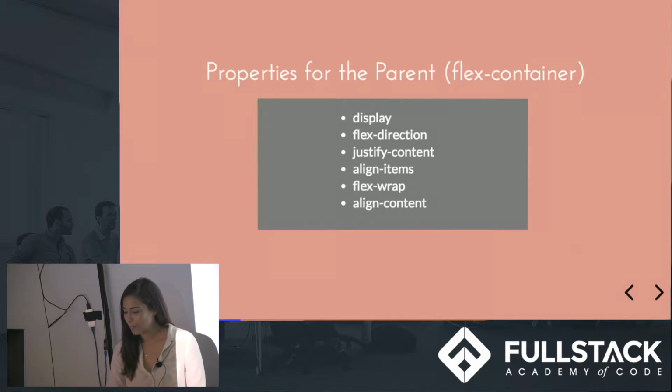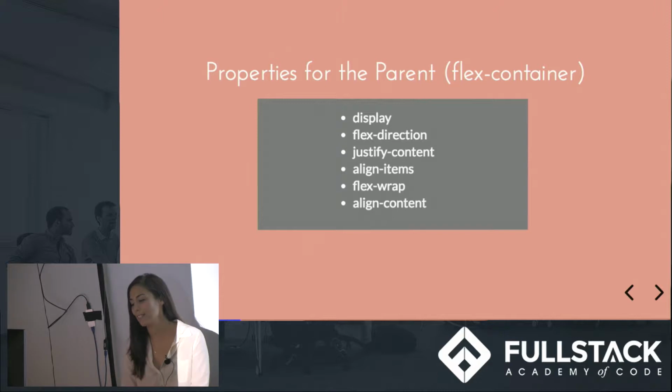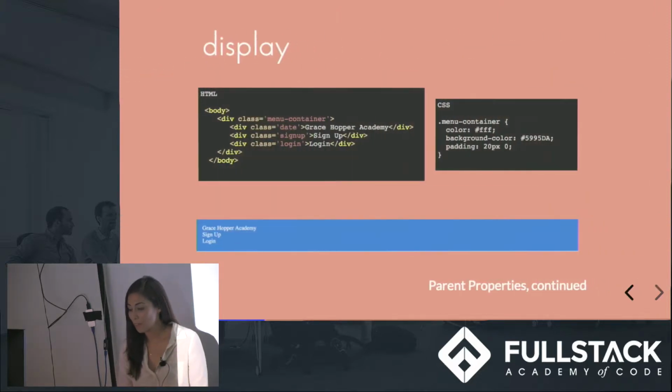Okay, so now you know a little bit about flex containers and flex items, so let's talk about properties on the parent, otherwise known as the flex container. Listed are 6 possible properties to place on the container. The first one we will talk about is the display property. This property is what allows us to actually enable Flexbox in our code.